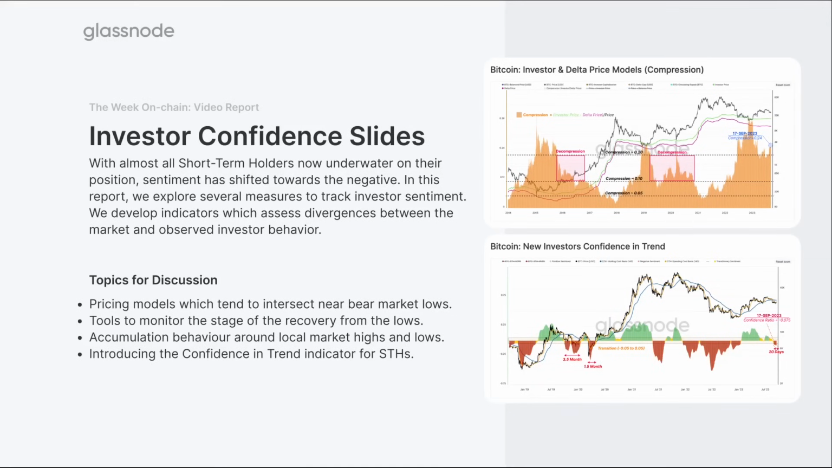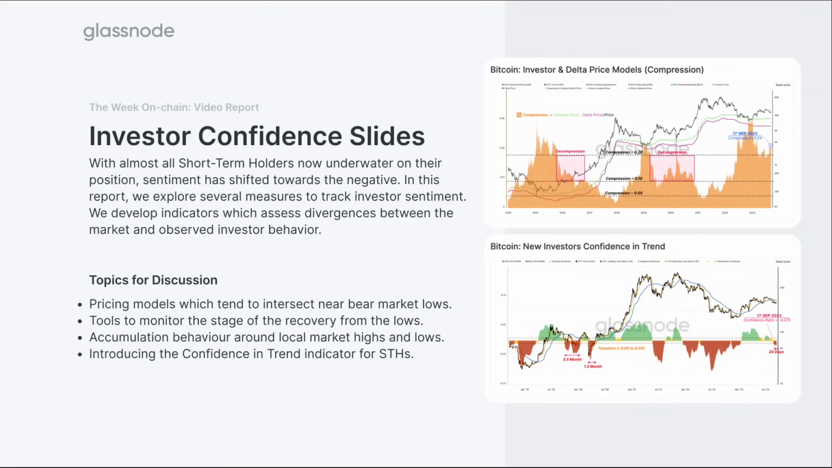So what we're going to do today is work our way up to introducing a new metric, which we're going to call the confidence in trend indicator. We'll build up to it step by step, but really we're looking for when the spenders in the short-term holder cohort, the people who are actually spending, have a lower cost basis than the ones who are holding.